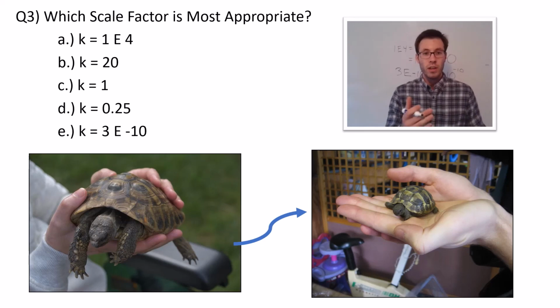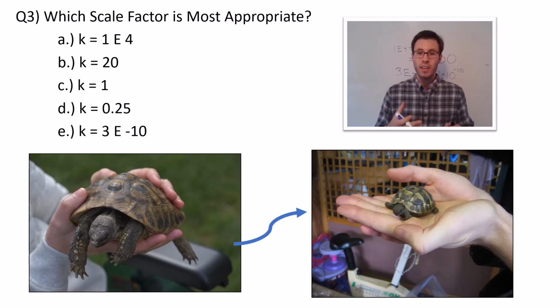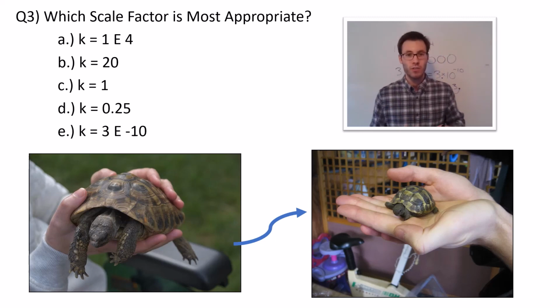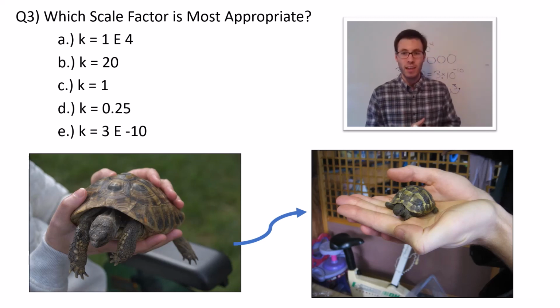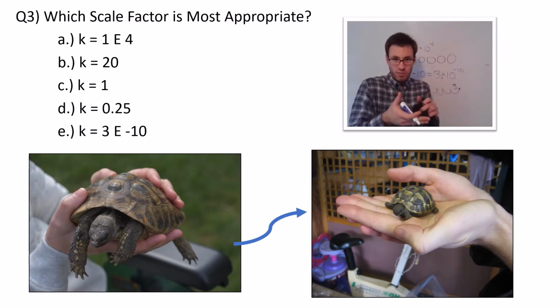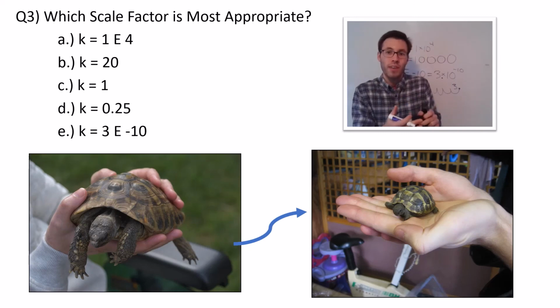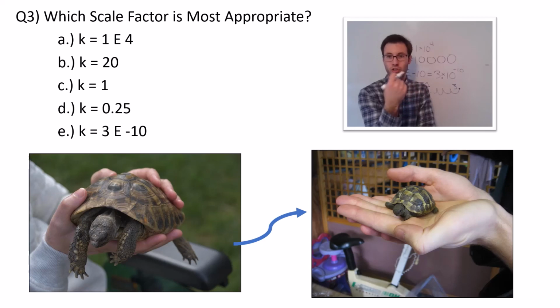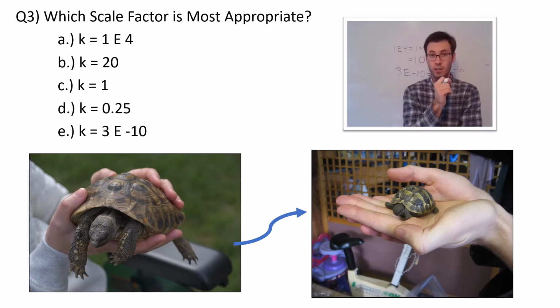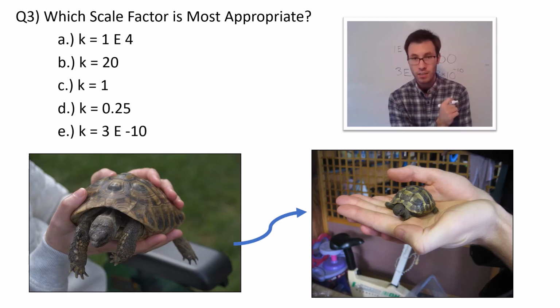Now, if we look at our turtle, I would say it's about 25% of the length. If I took that thing and cut it and looked at a fourth of it, 25%, I would say that's about what the smaller turtle would be. So for this one, I would say the scale factor here would be option D.